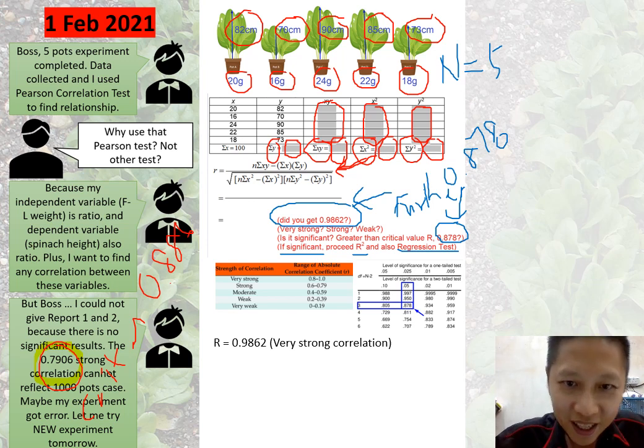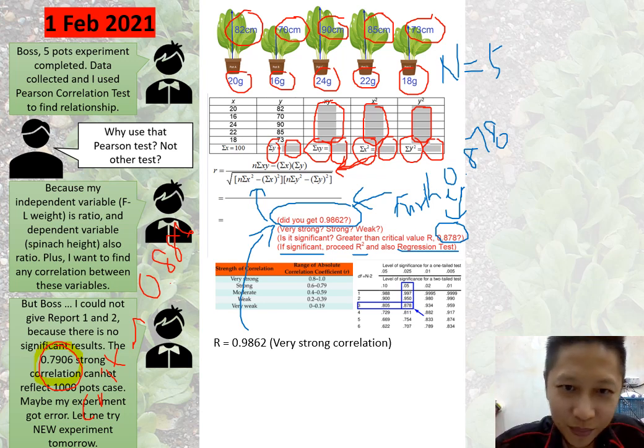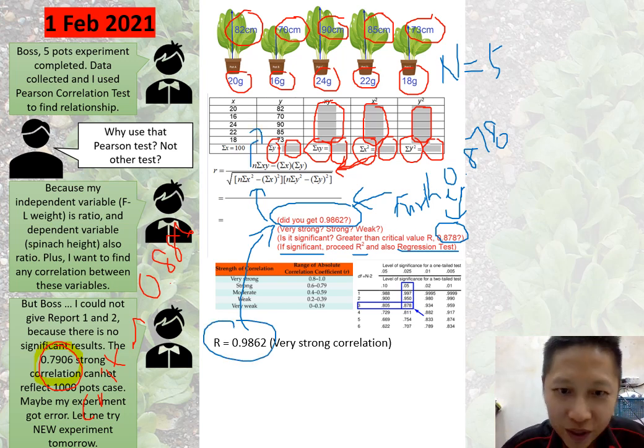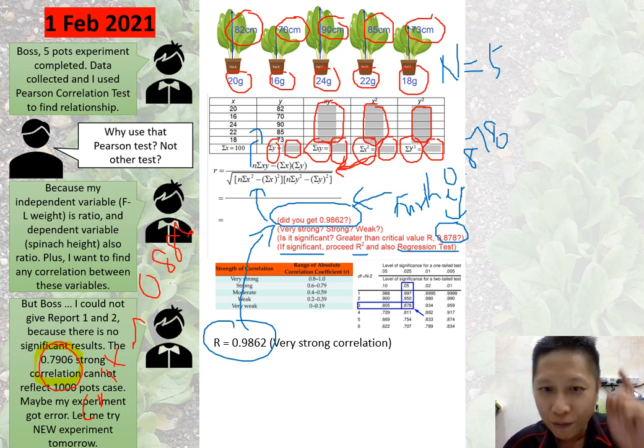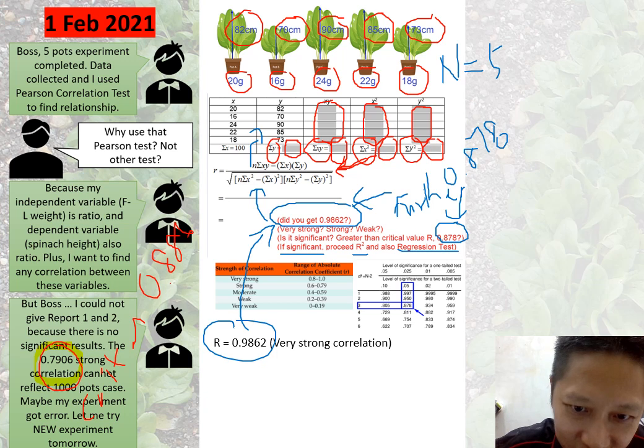So R is above here. Where can you get it? From the formula here. Where can those numbers appear inside the formula? You can get it from the table here. Okay, we got R equals 0.9862. It is a very strong correlation. How do we know? Based on the general table here. It is a very strong correlation.